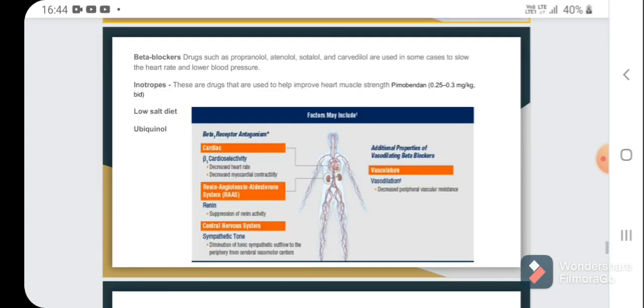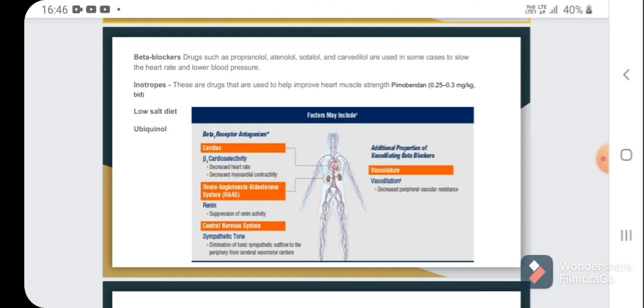Next, we have inotropes. These are drugs that are used to improve heart muscle strength. It is widely used in veterinary medicine. An example is pimobendan. It is most often used in advanced stages of heart failure. Next, we have a low salt diet. Dietary salt restriction may also help prevent retention of excessive fluid in the blood. There are lots of drugs, but not all of these treatments are used in an individual case of heart failure. The results of various tests and physical examination, radiography, echocardiogram, etc. will determine which ones are appropriate for your pet's condition, and the veterinarian will choose the appropriate medication to treat the dog.